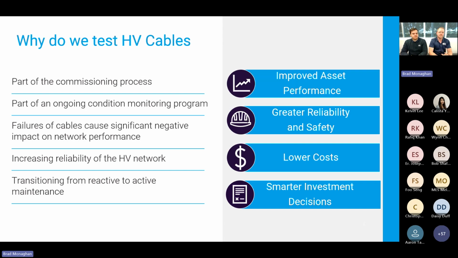If a cable blows up, you will retest it again, and you can actively turn your cables off to condition monitor them as well. That's going to improve your asset performance, increase reliability and safety, reduce running costs, and lead to smarter investment decisions overall.